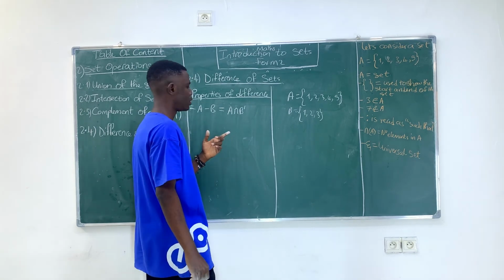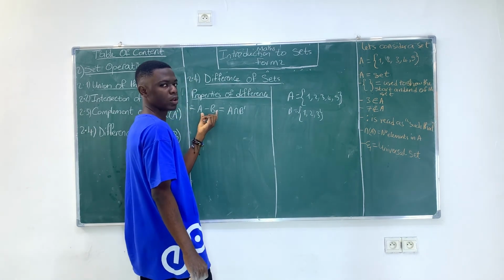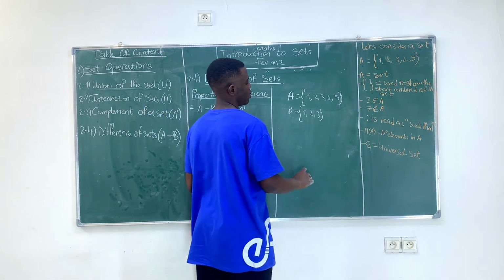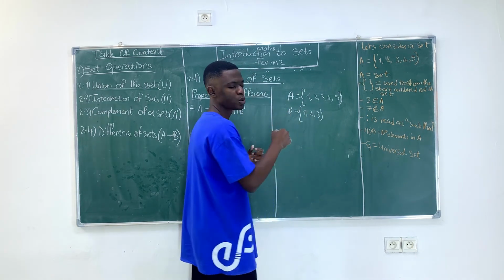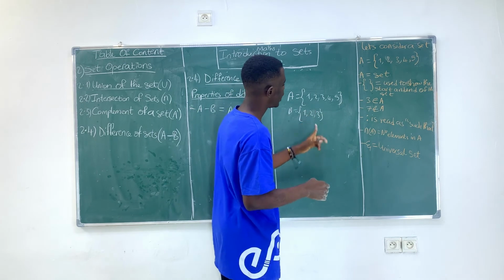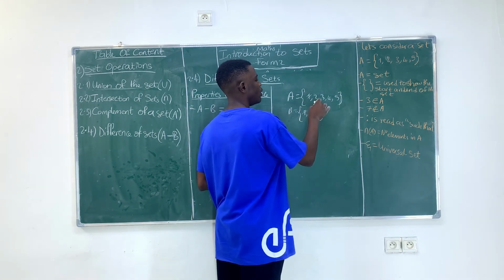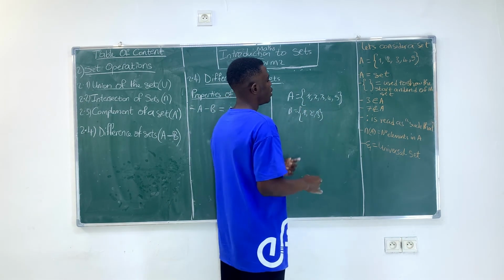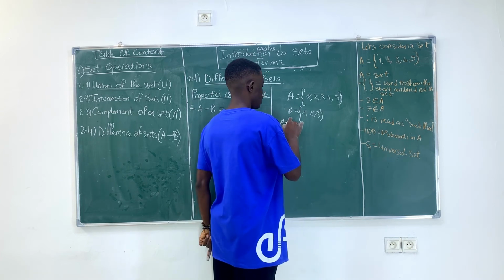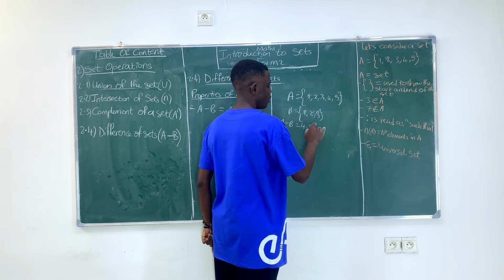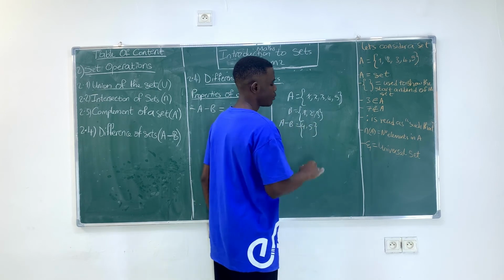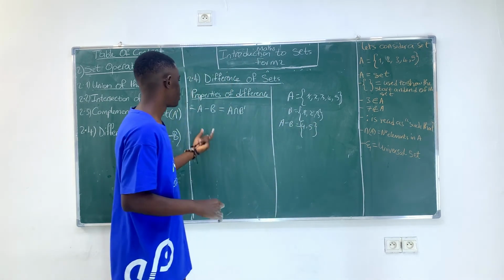A minus B, if you want to use this method, what is going to be your answer? The values of A which are not in B. You cancel the common terms: 1, 1, 2, 2, 3, 3. What is left in A? A minus B is equal to 4 and 5. That is the answer I had using this method.